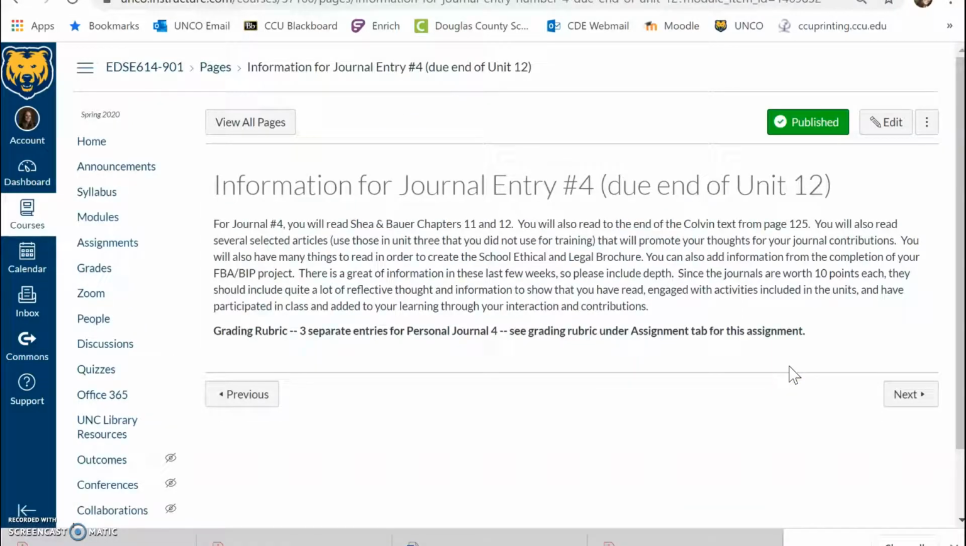And then you'll see here the information for journal entry number 4. Please do hit on all the required points, cite the readings, and check out the rubric for that. As always, that will be detailed in there. But do add your own thoughts, reflections, consider your own practice, etc. All of that will enrich your journal entry and increase your learning as well.